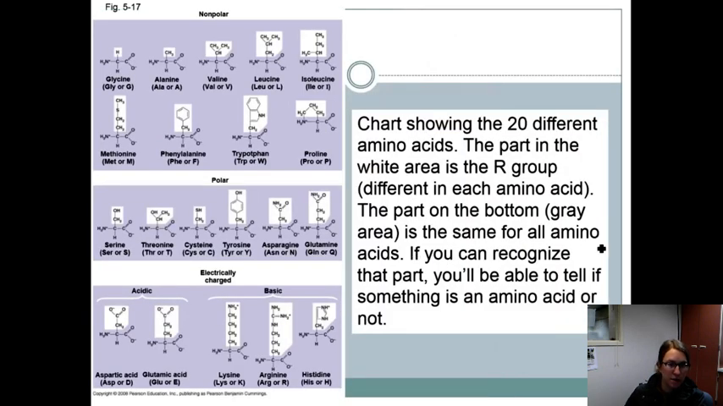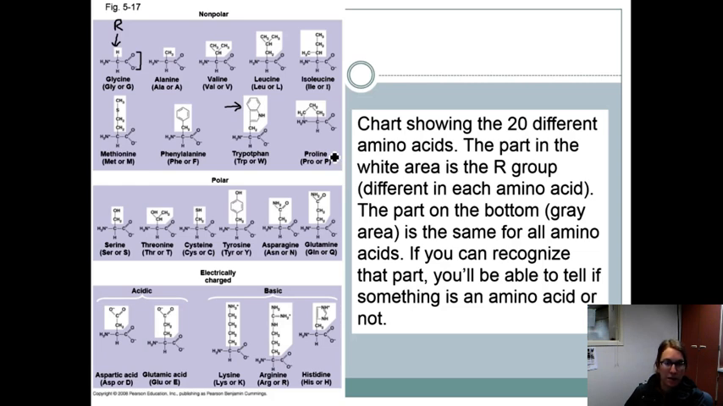So here is a list of all 20 amino acids, and you can see that the part on the bottom is the same for all 20 of them, and the part that's in the white box, that's the R group, which is different for each of the 20 amino acids. So this one up here, glycine, has a very small R group, it's only a hydrogen, whereas something like tryptophan up here, which you might have heard of because it's in turkey, has a really large, bulky R group. So the difference in R groups is what makes those amino acids different from each other.